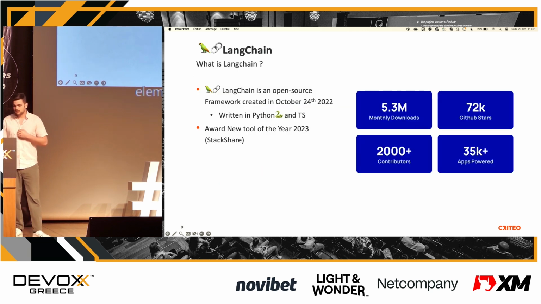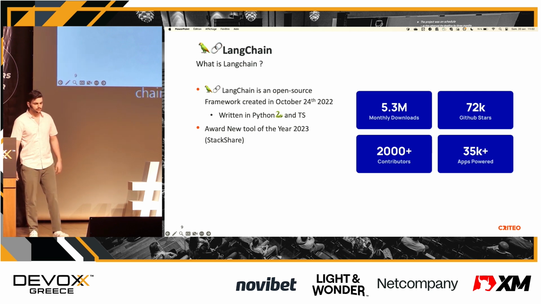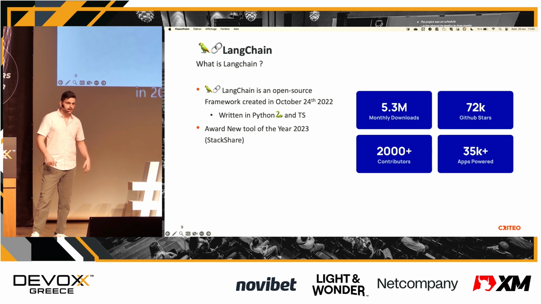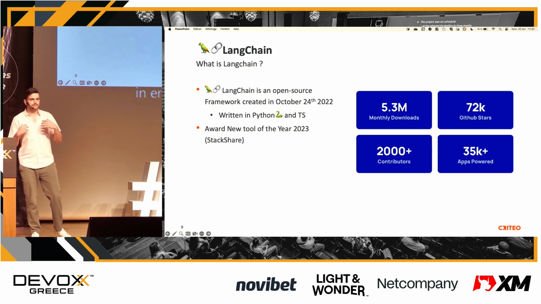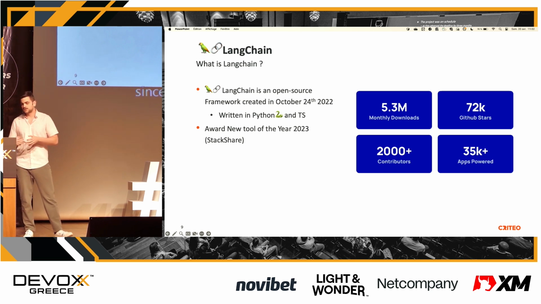What I really like about LangChain is that it's a pretty young framework. I mean, it was built at the end of 2022. And it was built with the idea of being for the community and open source since the beginning. There are a lot of contributors, not like a small project.